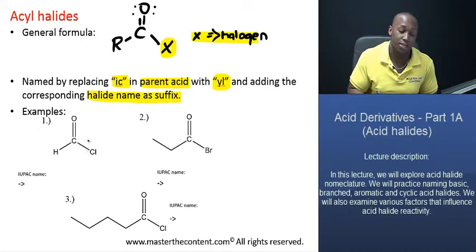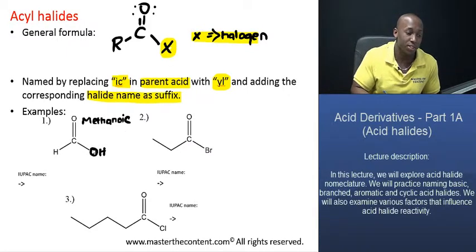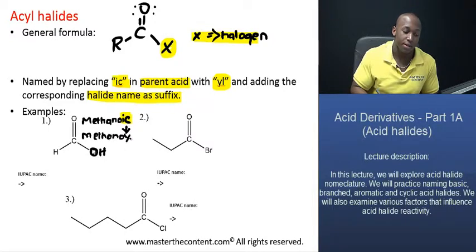If that compound right there was an acid, we'd have a hydroxyl group in place of that chlorine atom right there. And this is the simplest acid you can have, referred to as methanoic acid. So what this rule is telling us to do is to drop the IC, replace it with YL, which gives us methanoyl, and then include the halide name as a suffix. Putting that information together, since we have a chlorine atom at that position, gives us methanoyl chloride, which is the name of that acyl halide.